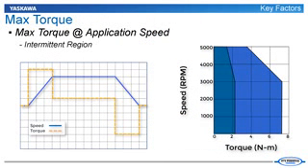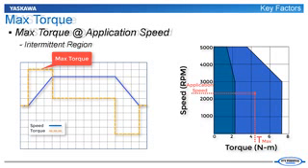It is important to ensure that the motor can produce the required max torque at the application speed. The max torque at application speed ideally falls within the intermittent region of the motor's speed-torque curve. It can also fall within the continuous region, but this may be an indication that the motor is oversized.